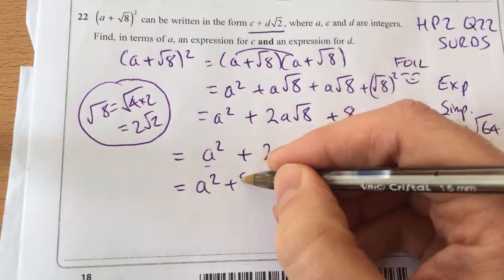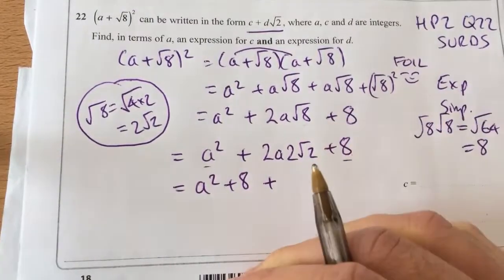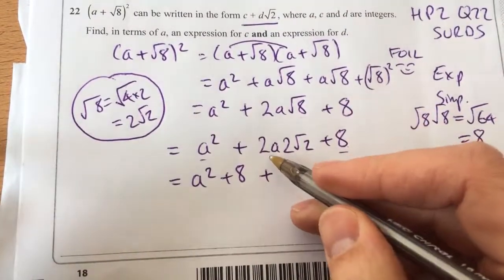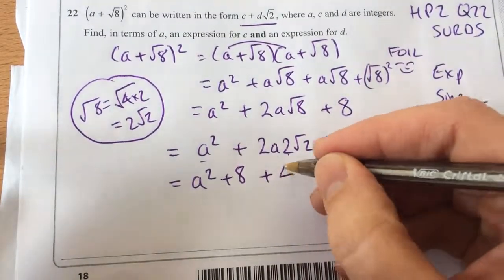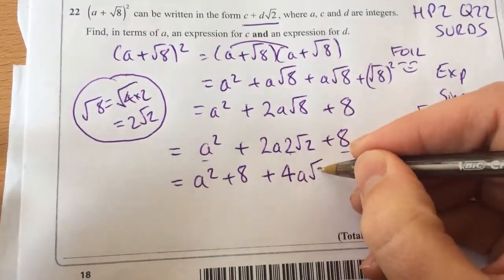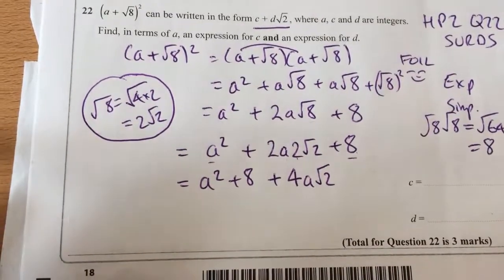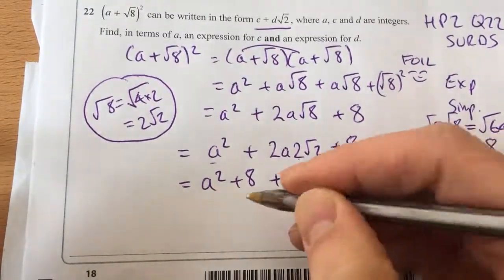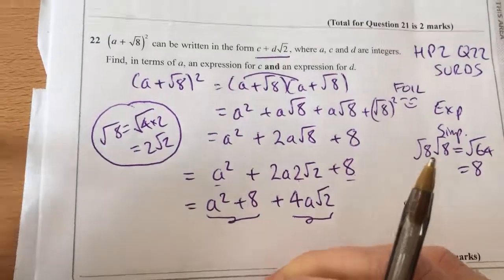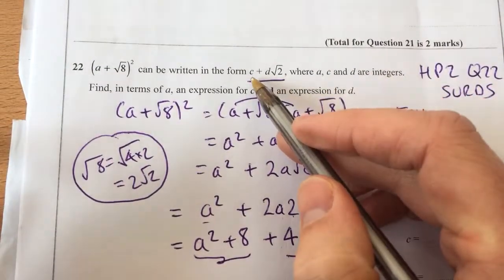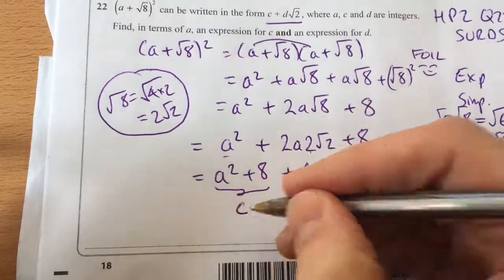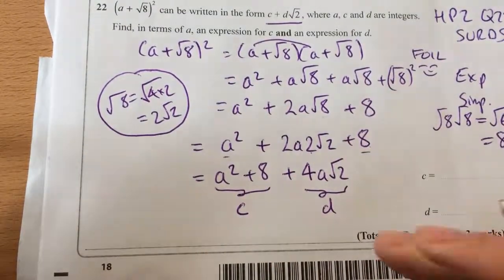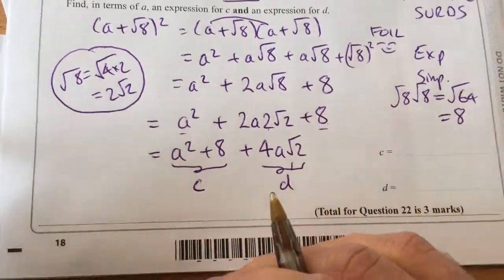A squared plus 8 plus, now let's clean this one up a bit. I've got 2 times an a times a 2 times a root 2. So it's going to be 4a root 2. And there I have a term that involves the root 2 and a term that doesn't. And that's what they're looking for here. A term that doesn't involve the root 2 and a term that does. So I'm going to call that c and call that one there d.